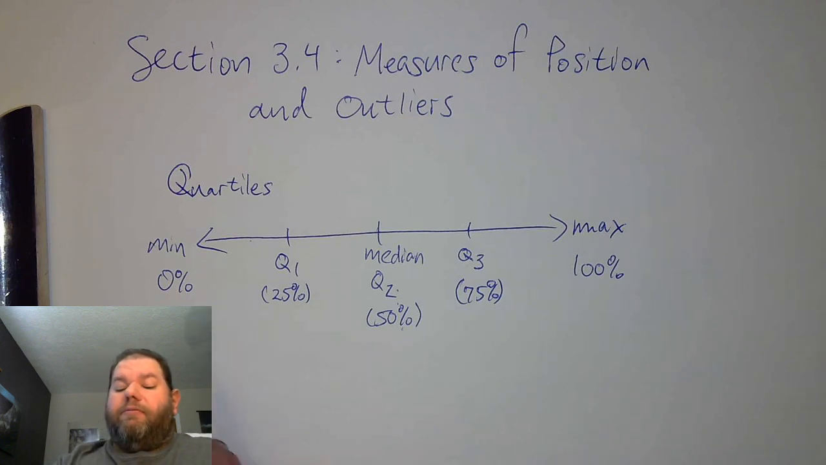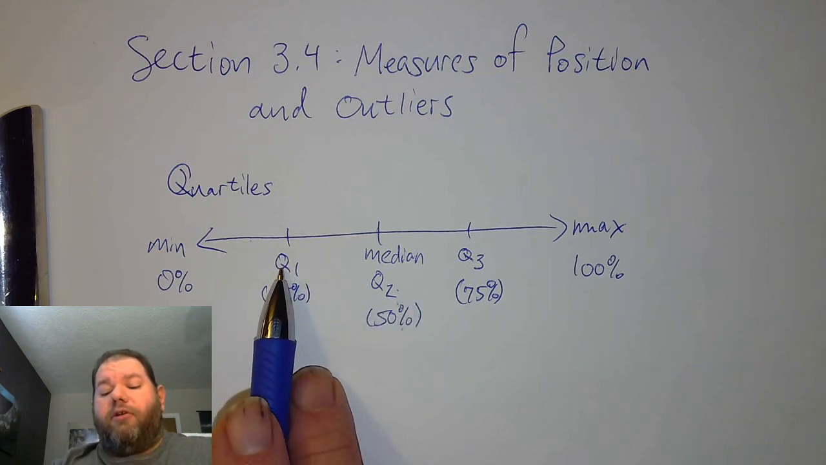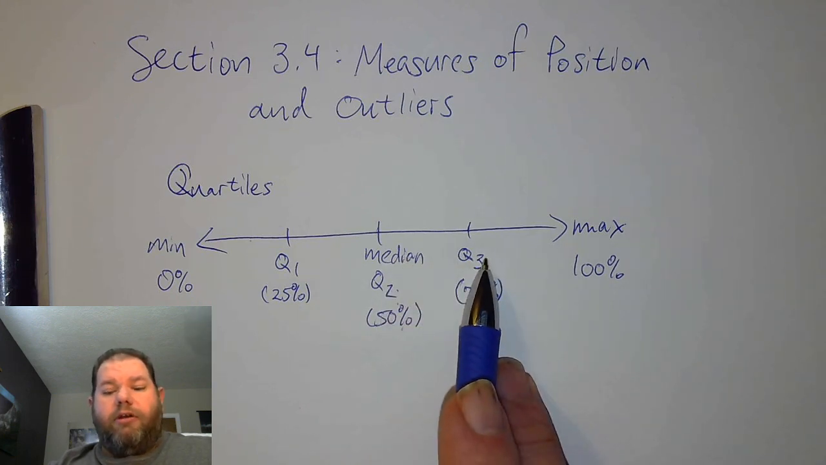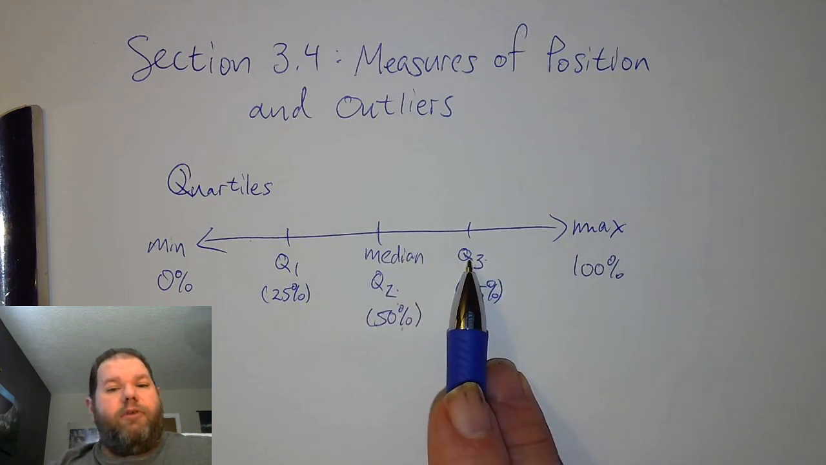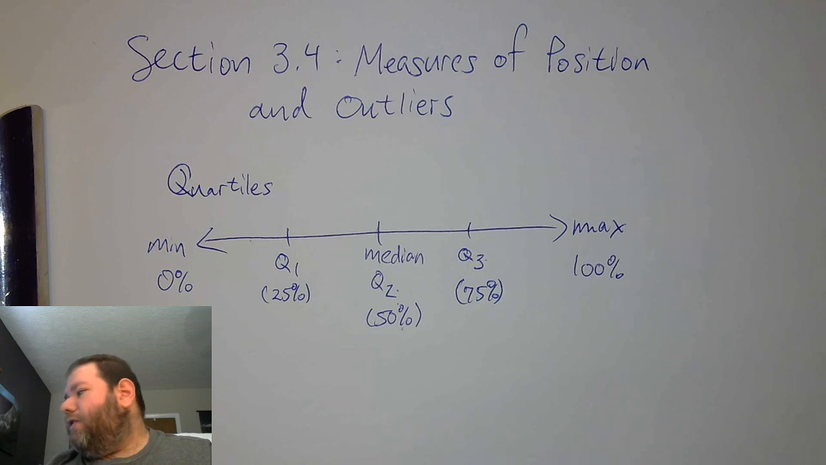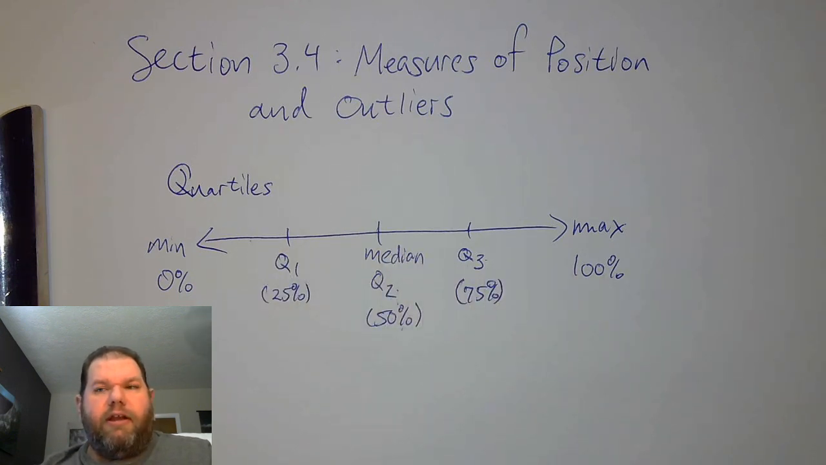Say, okay, 25% of our data values are between the minimum and Q1. 25% of our data values are between Q1 and the median. 25% are between the median and Q3. And the last 25% is between Q3 and the maximum. So basically we divide the data set up into chunks of a quarter each. It gives us these markers, and that should help us summarize the data to some degree.